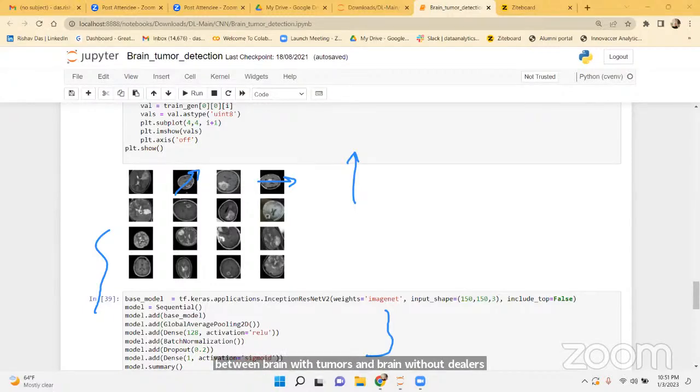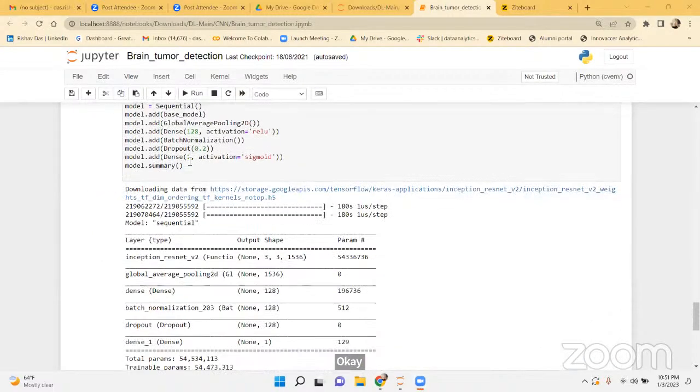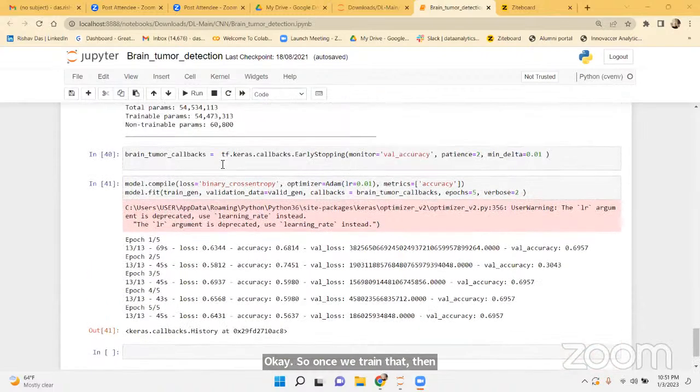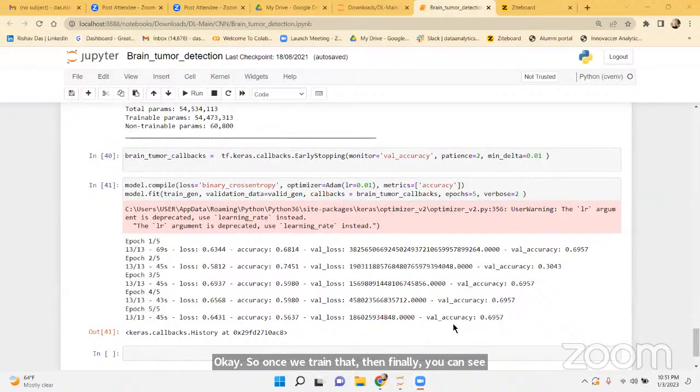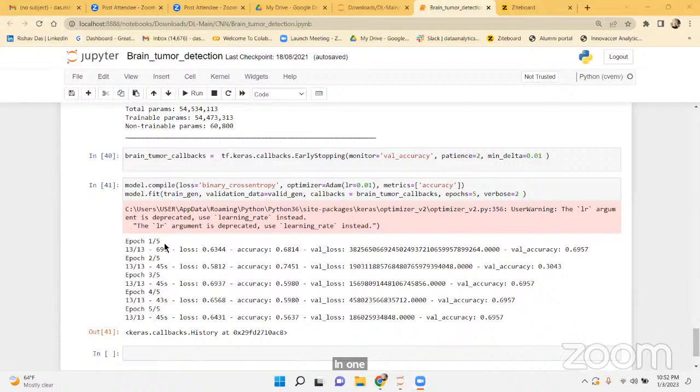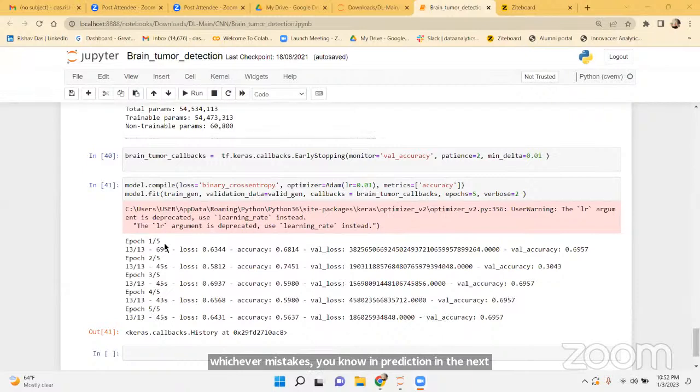So once we train that, you can see that the training takes a lot of time. With the five iterations, in one iteration, it will learn. So how does the training happen? Let me give you an understanding. In one iteration, the model will get trained. And whichever mistakes it makes in prediction, in the next iteration, we try to give importance to those mistakes.